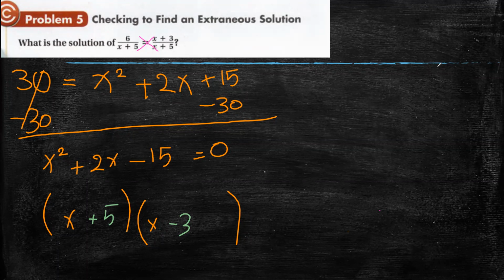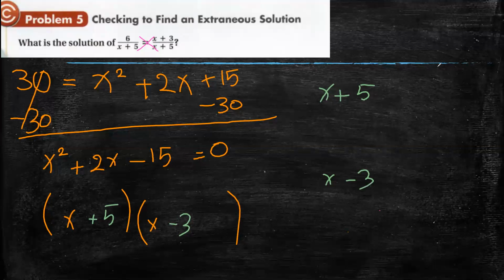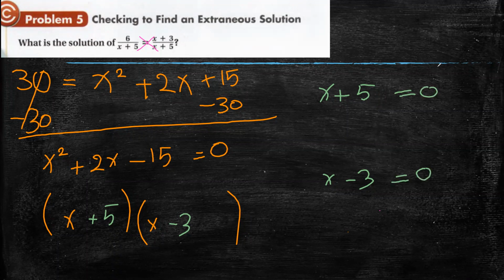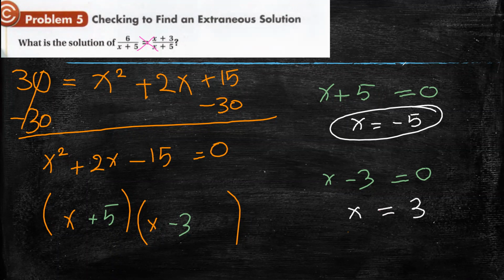So what do we have now? How many solutions? Two solutions. x plus 5 and x minus 3. Now x plus 5 could be 0, and x minus 3 could be 0. So if x plus 5 is 0, what is the value of x? x equals negative 5. And when x minus 3 is 0, what is the value of x? x equals 3. So here we have two solutions.